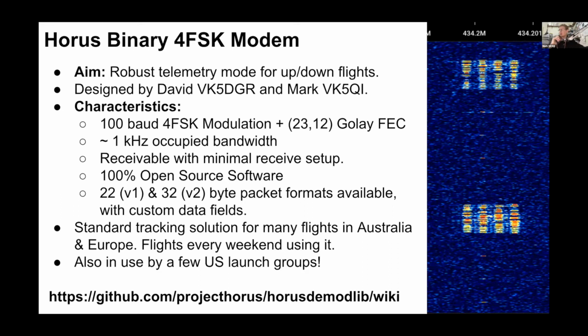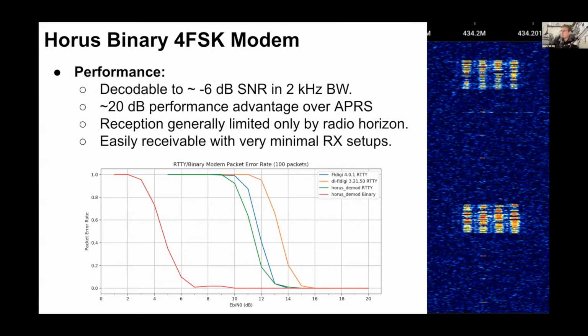That was one packet. So performance-wise, it's decodable down to about -6 dB signal to noise ratio in a 2 kilohertz reference bandwidth. The next number is a little bit rubbery, but in terms of advantage over APRS, it's about 20 dB in performance advantage for the same transmit power.